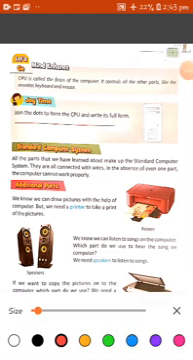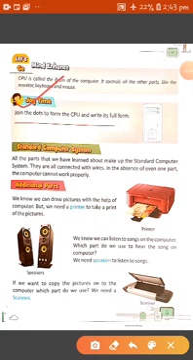Now, talking about joy time. Join the dots to form the CPU and write its full form. Kids, you all join this like this, and its full form is Central Processing Unit.